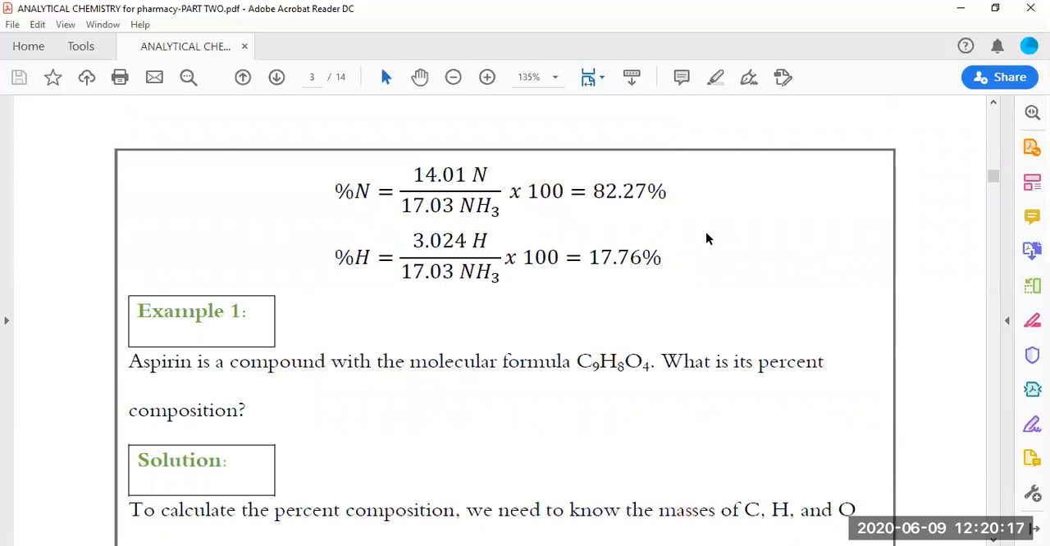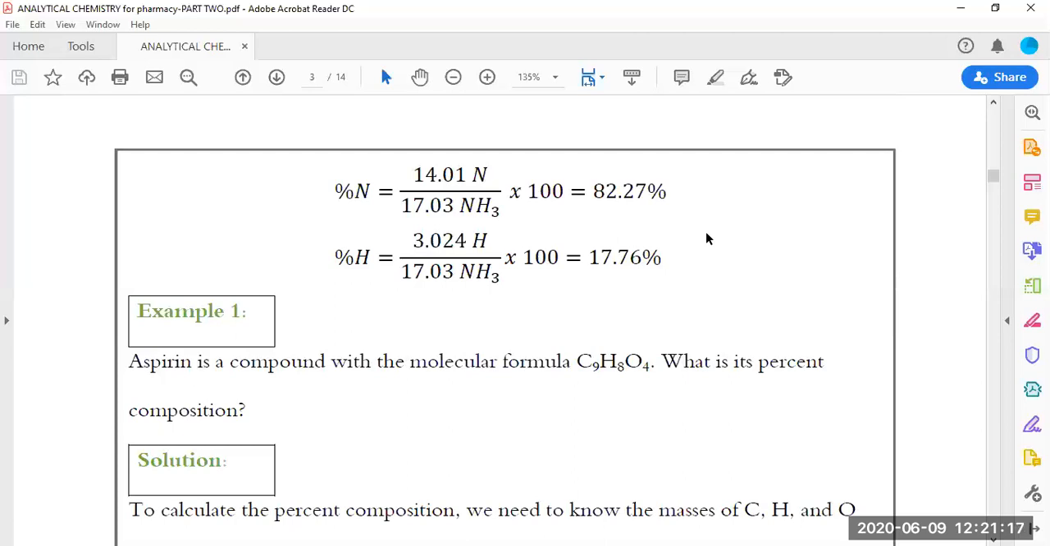Now, if we calculate the percentage of each one, look at the nitrogen. What we usually do for percentage, in general, is divide 14.01 for the nitrogen, because we have only 1 nitrogen in ammonia, by 17.03 for NH3, and multiply by 100 to convert it to percentage, so we get 82.27% of nitrogen. And hydrogen, in a similar way, is 3.02 for hydrogen, because 3 times 1.008, divided by the formula mass of ammonia, which is again 17.03, and again multiplied by 100 to get 17.76. So the nitrogen percentage in ammonia is 82.27, and for hydrogen it is 17.76.